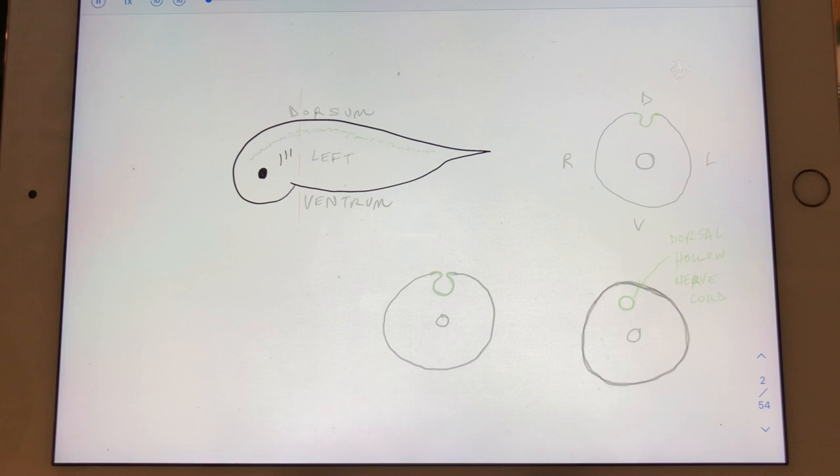But if we take this embryo that we're looking at and orient it for us, the left side of this embryo is what's aimed at us. We're looking at the left side of this embryo. So it's laying on its tummy. Okay, so this would be ventrum. This would be dorsum. And this would be left. So we can't see right. Right is sort of into the screen, okay?